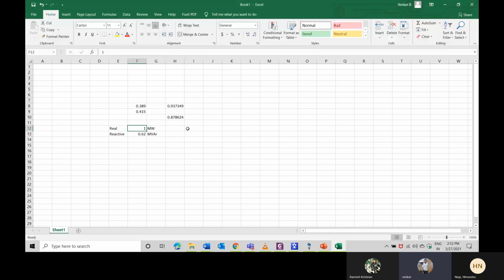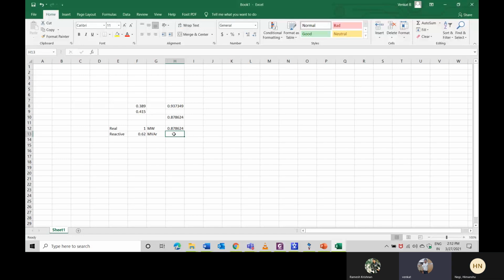Now what I have to do is just multiply this with this number for real power. If we multiply with this, the same number is what I am going to get. Multiplying by this value gives me 0.87. Here it is in megawatt.